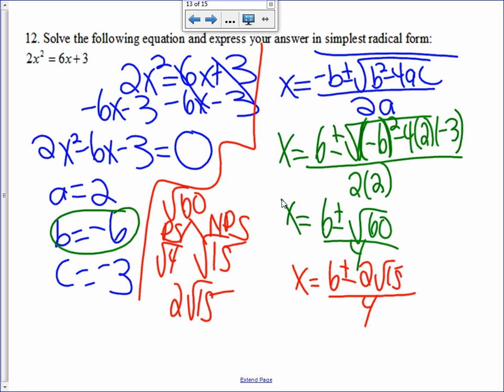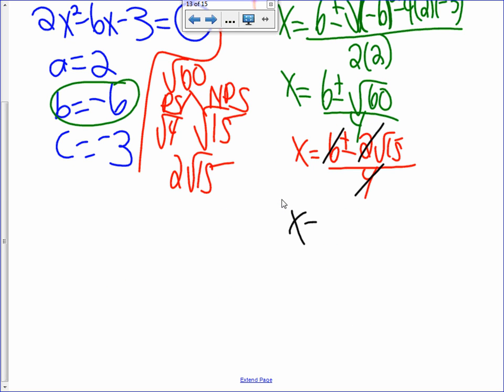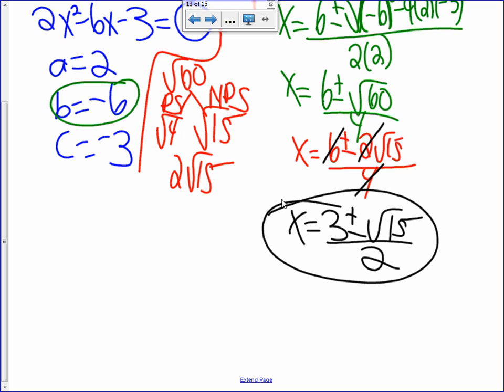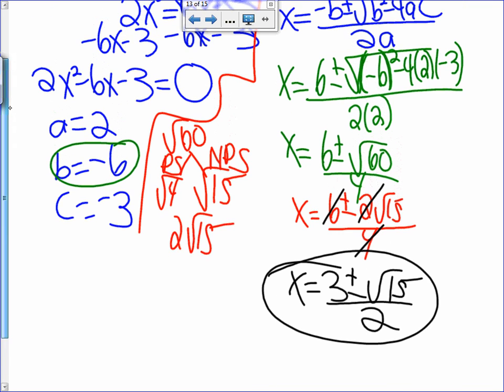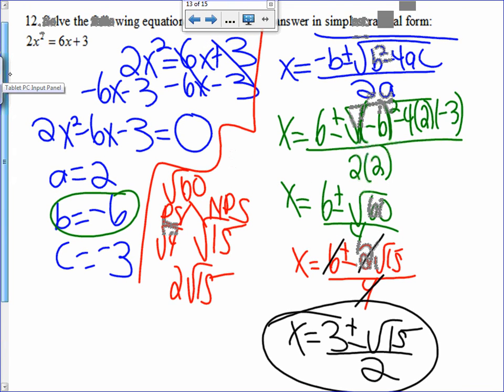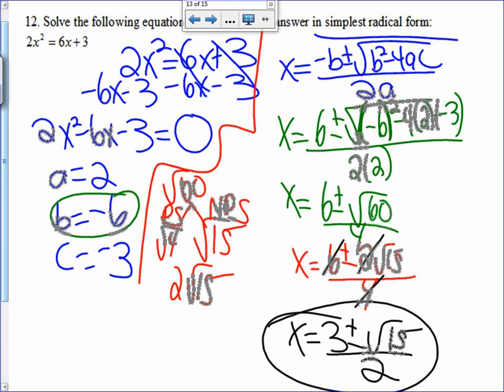And my final step, if necessary, to reduce the fraction: can I take something out of all 3? Yep. I can take a 2 out of all 3. So my final answer is going to be 3 plus or minus 1 radical 15, or just radical 15, over 2. Quadratic formula, as long as you practice it, you should be comfortable with it. So practice as much as you need to until you're comfortable.